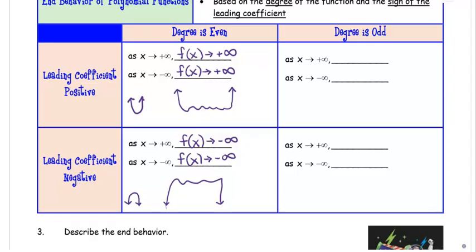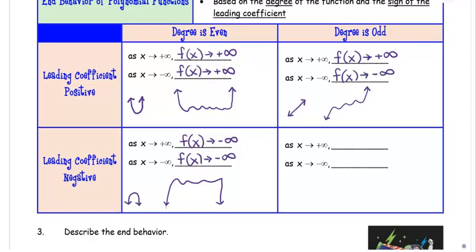Now let's switch to the degree being odd. Think x to the first power. That's a linear function. When the leading coefficient is positive, it's kind of like a positive sloped line. It can bump up and down as much as it wants in the center, but the ends are going to follow what a positive sloped line does. So as x approaches positive infinity, f of x approaches positive infinity. And as x approaches negative infinity, the graph goes down, f of x approaches negative infinity.